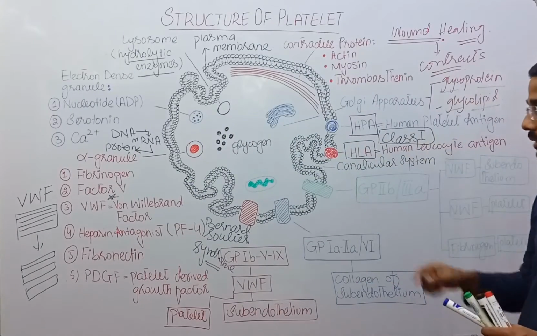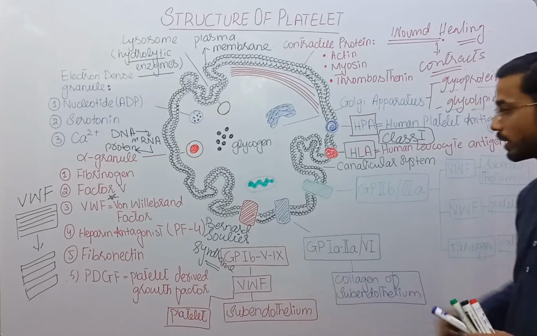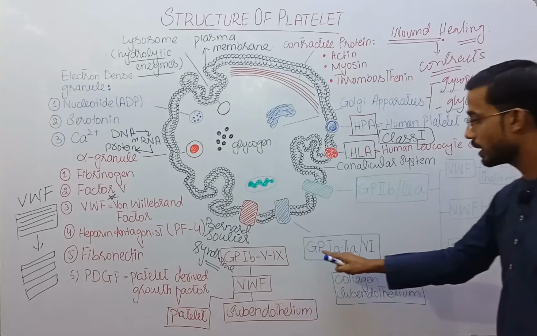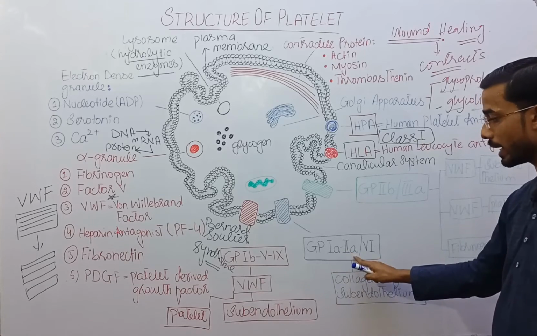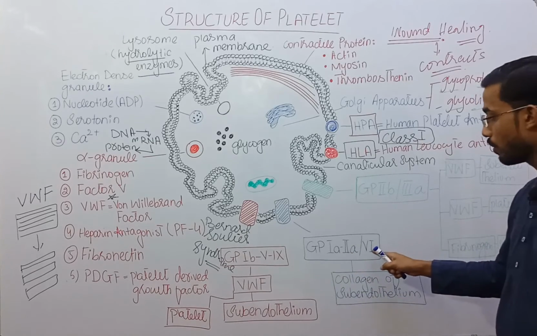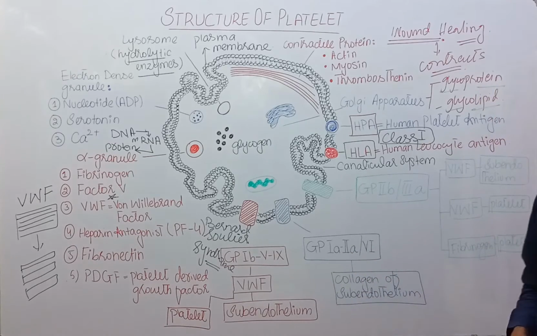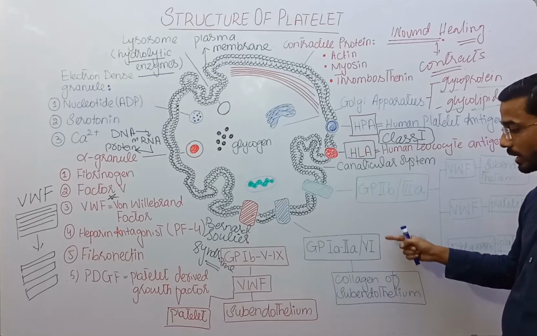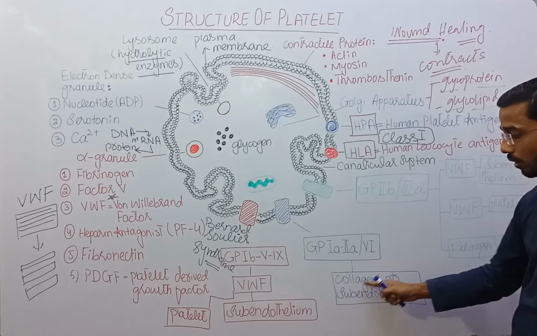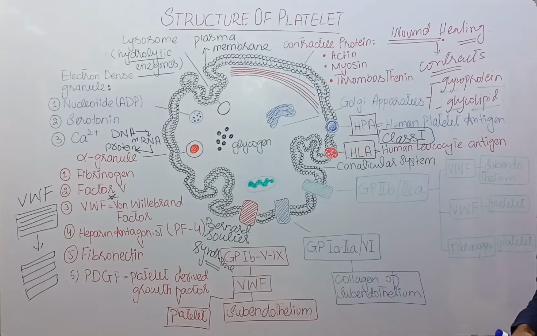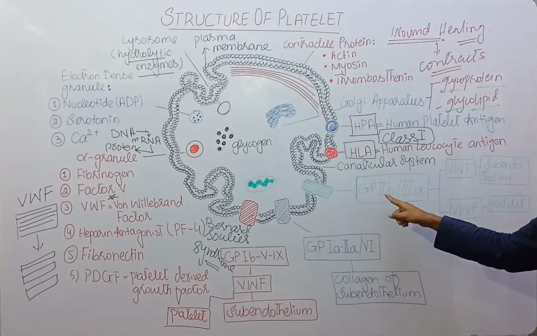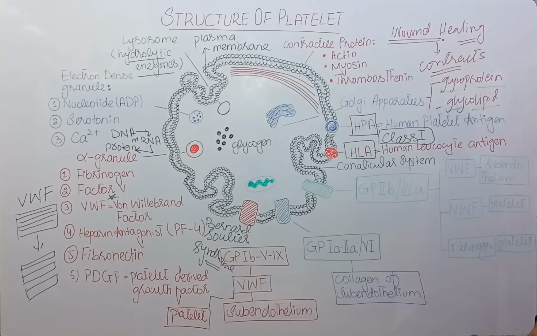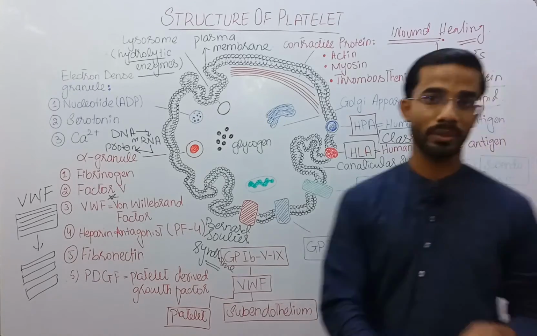Then the second one is glycoprotein. The second complex is glycoprotein IA, 2A, or factor 6. This helps in the attachment of the platelets to the collagen of the subendothelium. And the third one is glycoprotein 2B and 3A. They have a different role.